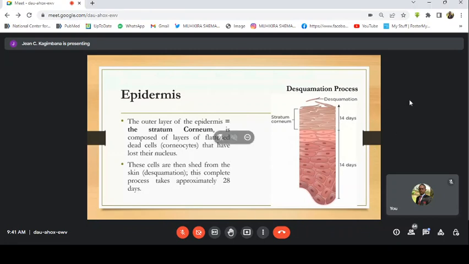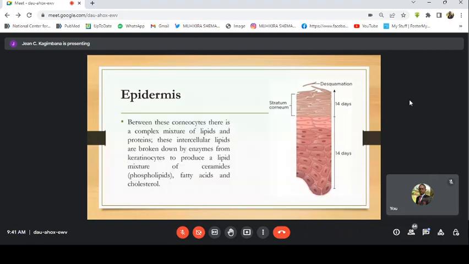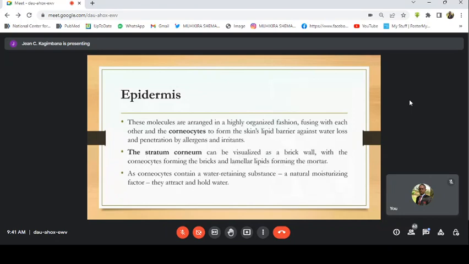And know that in some diseases, this turnover is decreased, okay? This is the same between these keratinocytes. There is a complex mixture of lipids, protein, and intercellular lipids, which make this structure solid. Now, the molecules are arranged in a highly organized fashion, fusing with each other and the corneocytes to form the skin lipid barrier against water loss and penetration by allergens and irritants.